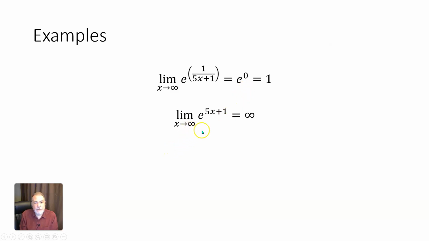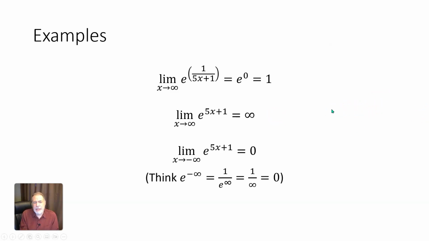Now the limit as x approaches infinity of e to the 5x plus 1 would be infinity. The bigger x gets, the bigger 5x plus 1 gets, and the bigger e to that number gets. And the limit as x approaches negative infinity of e to the 5x plus 1, well, that limit would be 0. If x is approaching negative infinity, 5x plus 1 would be approaching negative infinity, and e to something that's going to negative infinity would be going to 0. One way you can think about this is you could think e to the negative infinity would be like 1 over e to the positive infinity, which would be like 1 over infinity, which would be 0.